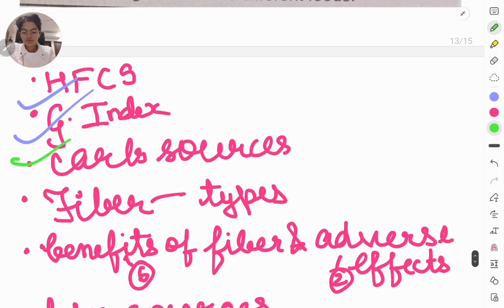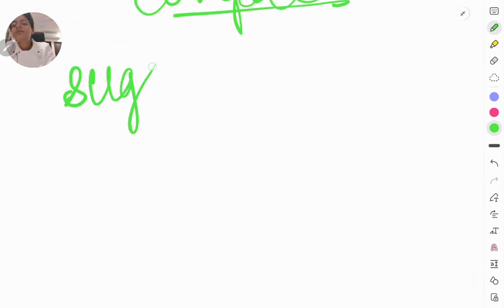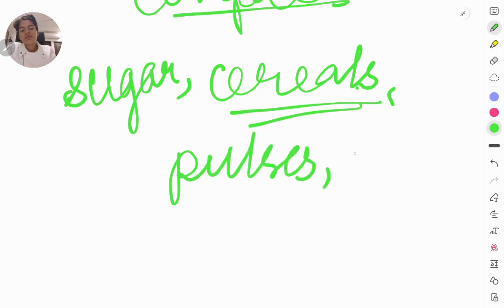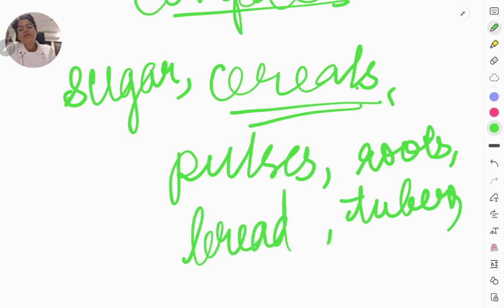Now, carbohydrate sources. Sources of carbohydrate are very clear, like sugar. Then what? Rice, cereals, wheat, jowar, bajra. Then pulses. Potato, roots and tubers. Bread. So these are some of the sources of carbohydrates.